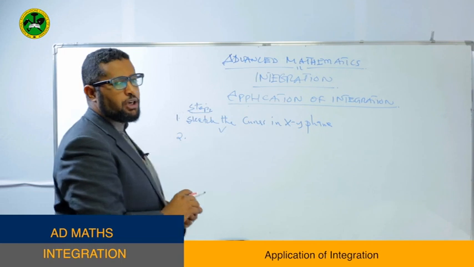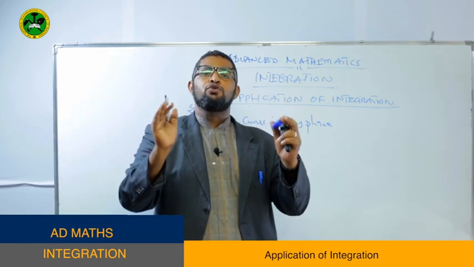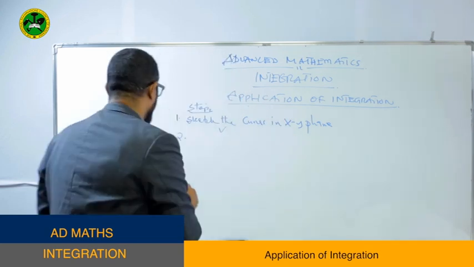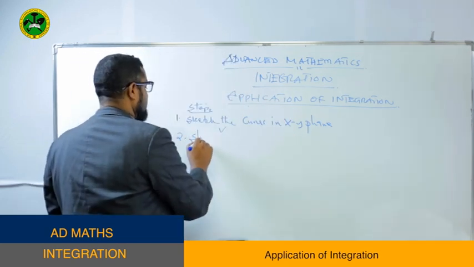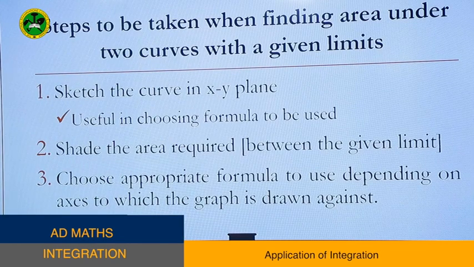after sketching the two curves, you are supposed to shade the region that is between them, by looking at the given limits. So again, shade the required region, or the area that you are asked to find in the question.